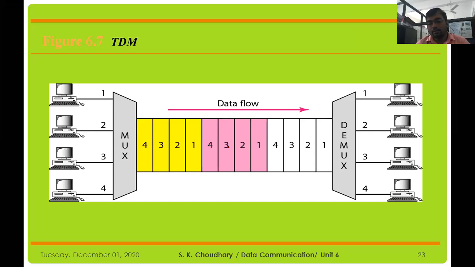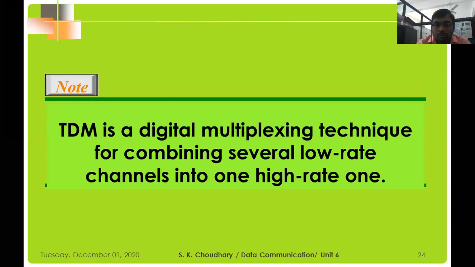And then further at the receiving end, it would be received by the receiver, and then again separate out all these four signals. So in this way you can say TDM is a digital multiplexing technique for combining several low rate channels into a high rate one.